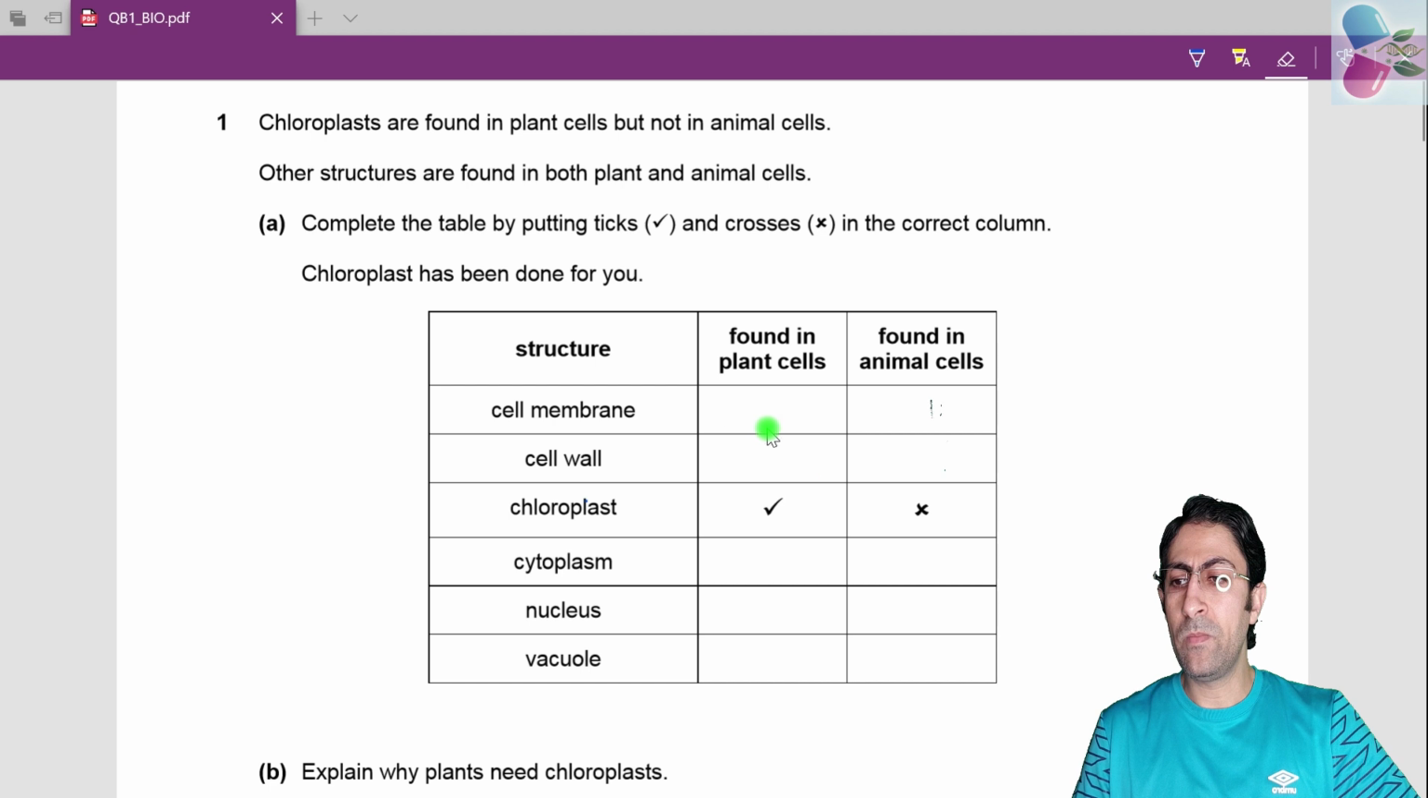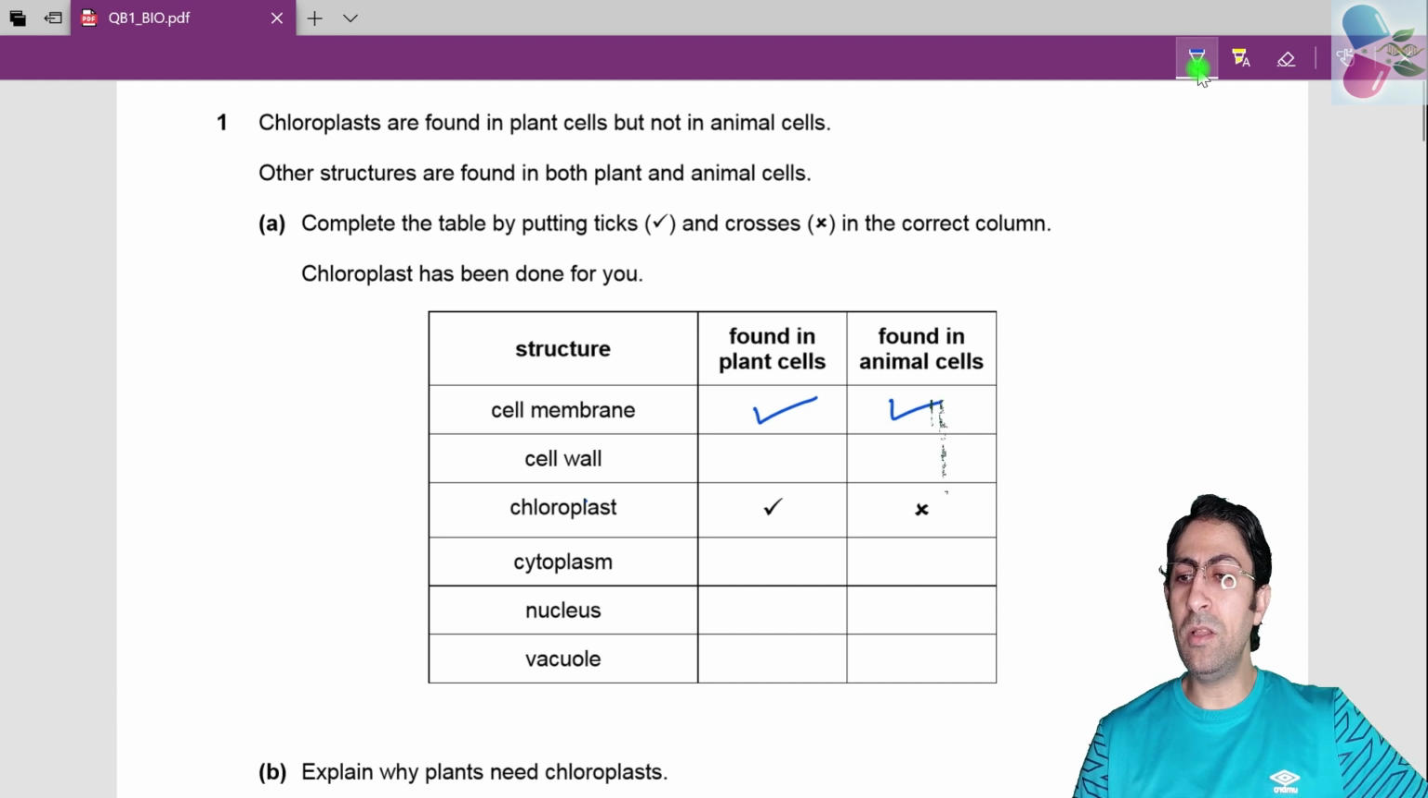If we have a look here, we're going to find the cell structure, and here we have the column found in the plant cell and this column found in the animal cell. If we go for number 1, the cell membrane is found in both plant cell and animal cell. Correct. Cell wall is only found in the plant cell but lacking in the animal cell. Chloroplast is found in the plant but it's lacking in the animal.